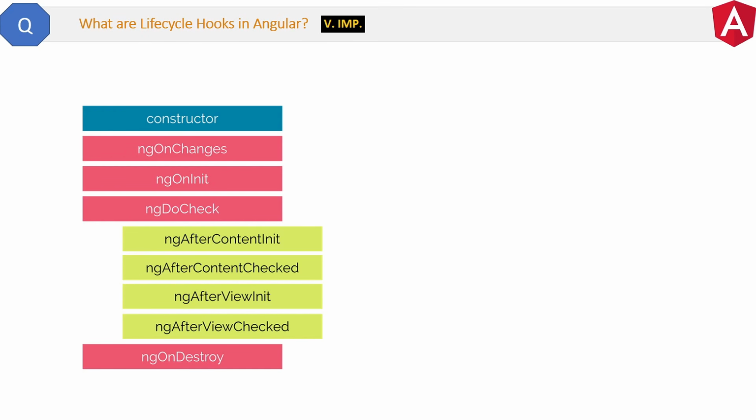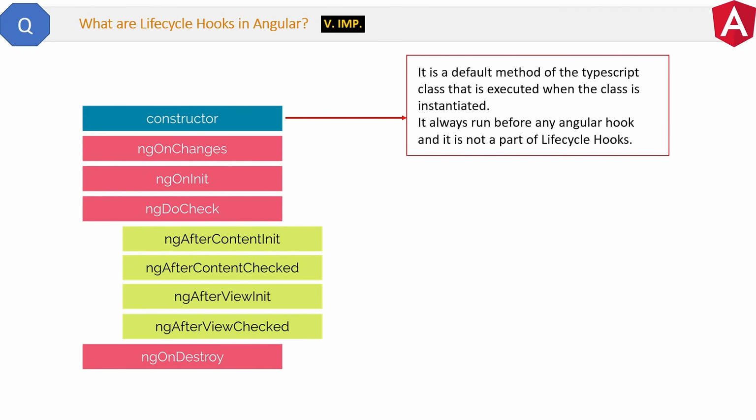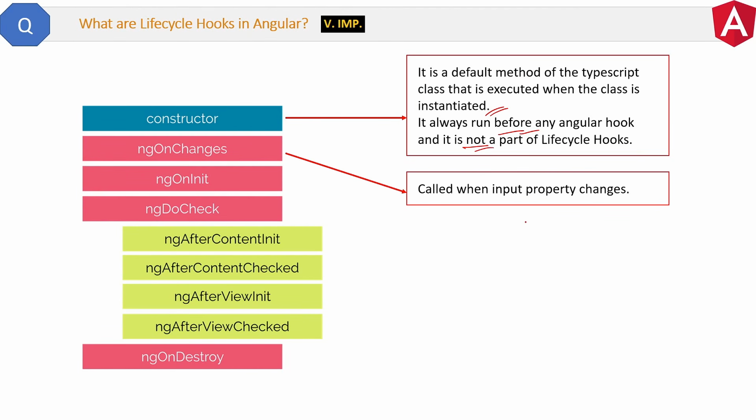So quickly start with the first thing, that is constructor. This is the default method of the TypeScript class that is executed when the class is instantiated. It always runs before any Angular hook and it is not a part of lifecycle hook. Second is ngOnChanges. It is called when the input property of the component changes. You remember the Input decorator? Yes, this is related to that. We will discuss this in an upcoming question.